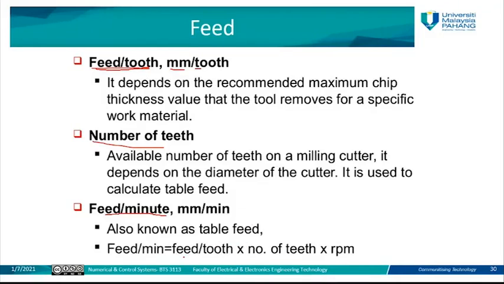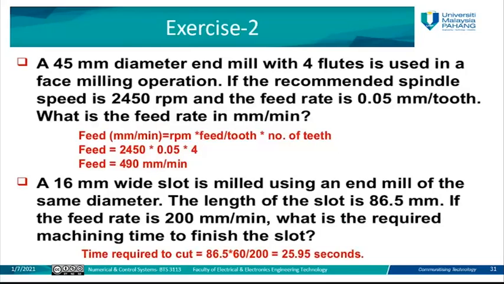Feed per minute equals the feed per tooth times the number of teeth times the speed or RPM. If you remember, that formula was wrong previously, then we modified it to be feed per tooth times number of teeth times the RPM. We also have an exercise here already with the answer, so you just go through it to revise the one that we had previously during chapter 4.